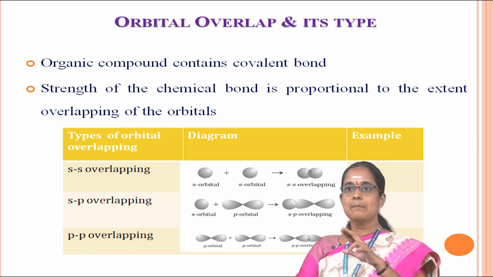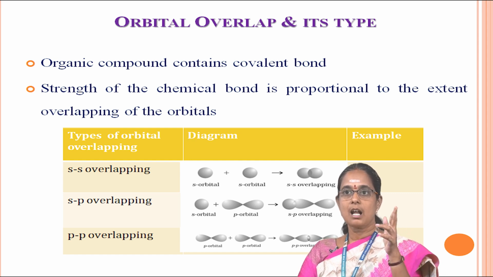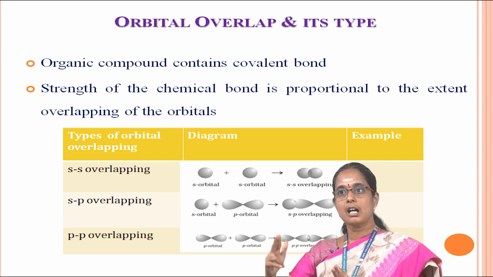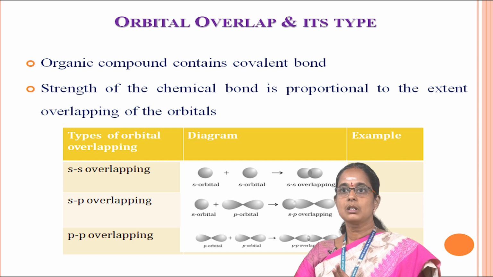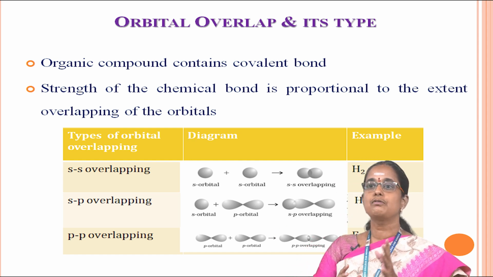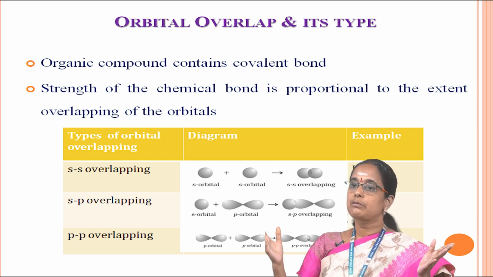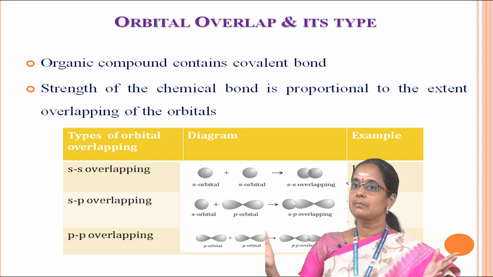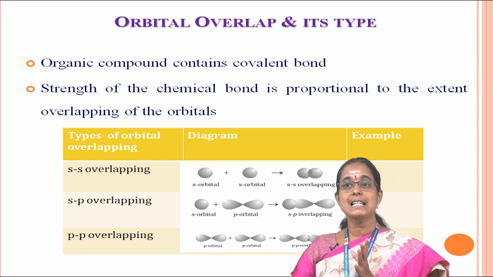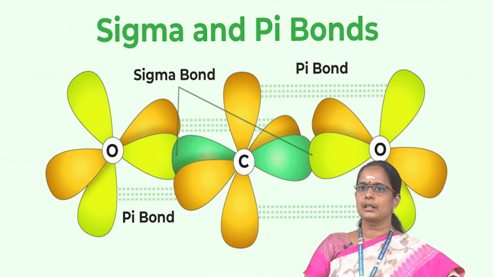The next one is pp overlapping, in which a p orbital of one atom overlaps with a p orbital of another atom to form a covalent bond. That is the fluorine molecule. In the fluorine molecule, the 2 fluorine atoms overlap as pp overlapping to form a sigma bond. What is meant by sigma bond and pi bond?